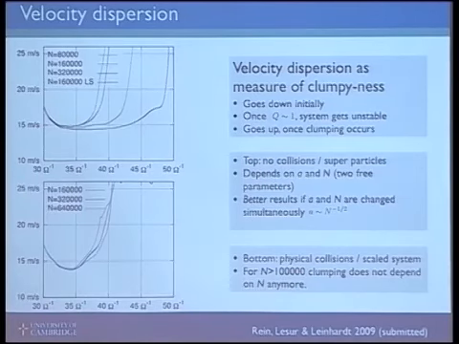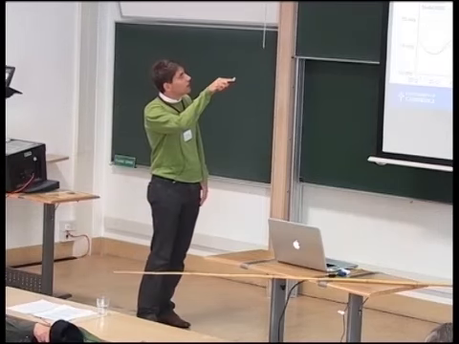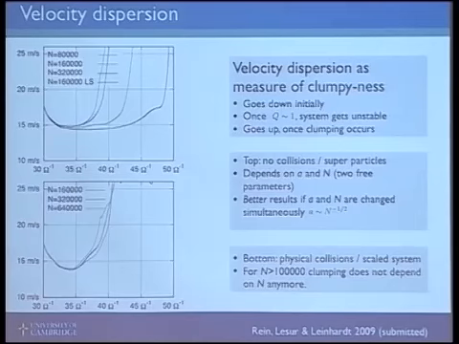And as soon as we collapse, the velocity dispersion rises, because it's higher inside the clump. So whenever this curve rises, it tells you when the clumping occurs in your system. And you see that in the top picture here, which is for the superparticle case, that it first of all depends on your number of particles, and it depends on your smoothing length.